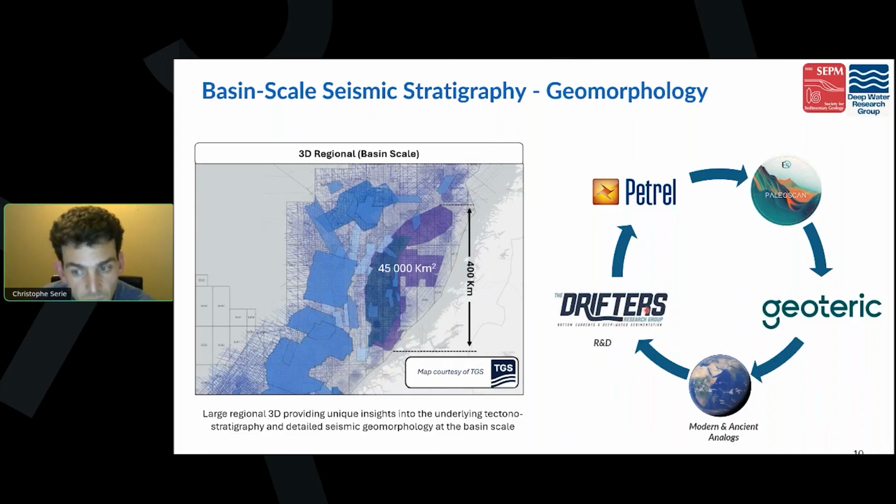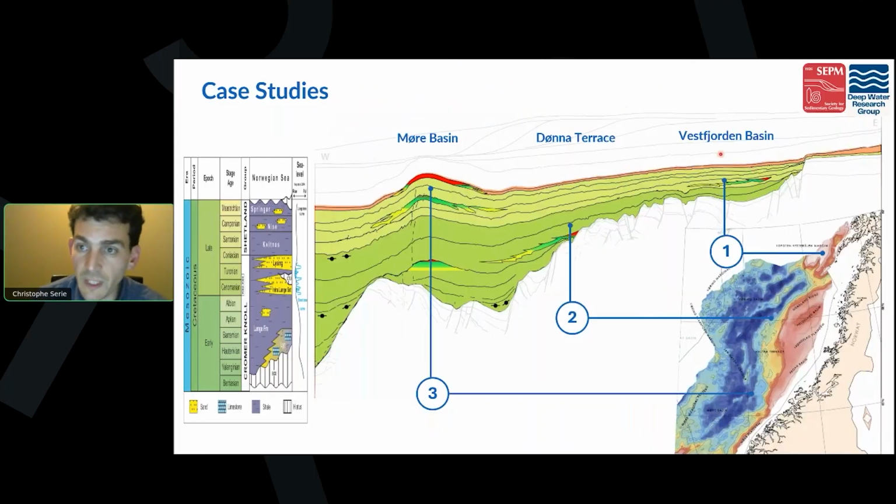So we will go through 3 cases, one in the Vestfjorden Basin in the north of mid-Norway, one on the Donna Terrace, and one in the Møre. So we will start with the Lange, Lysing, and then up into the Maastrichtian with the Springar formation.